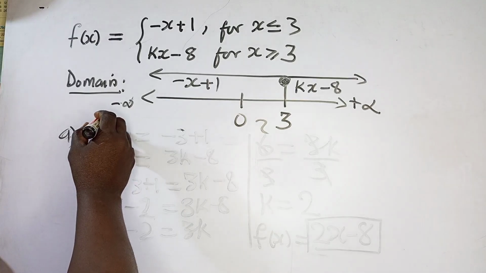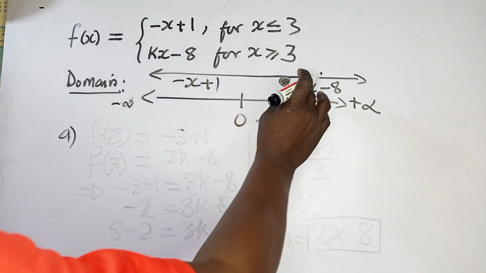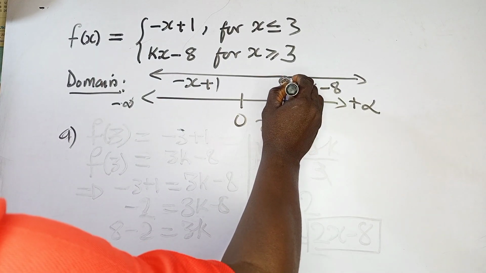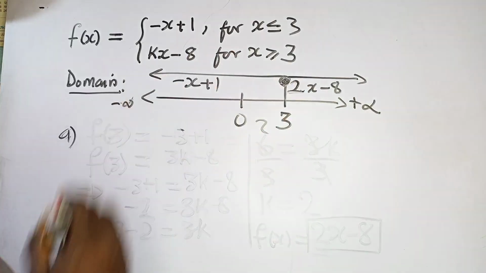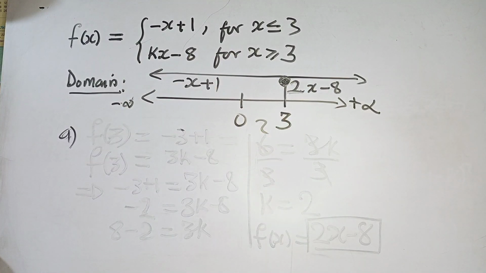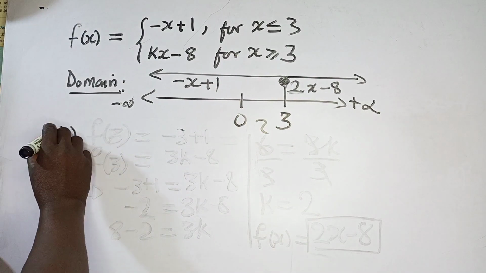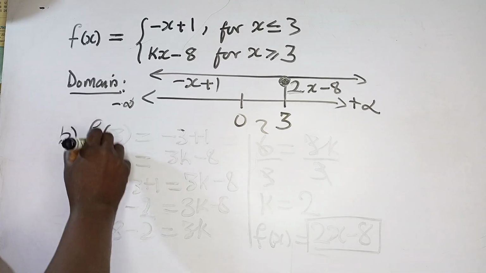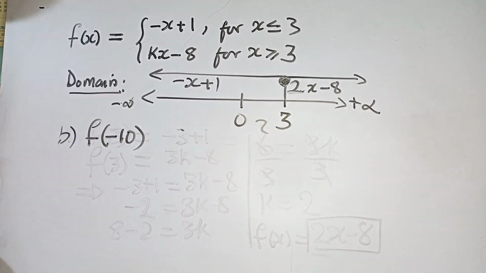So we now say our function, in the place of k, we just put 2. We now have the complete definition of our function. So now we're solving B: what is f of negative 10?